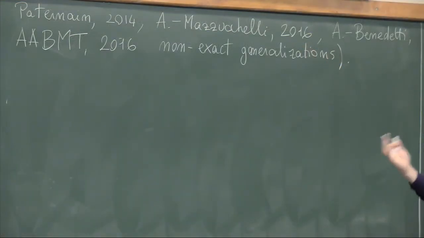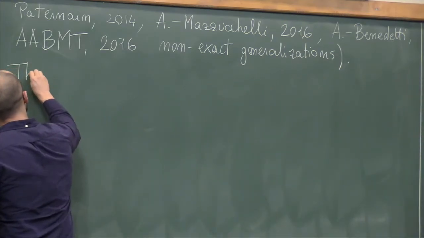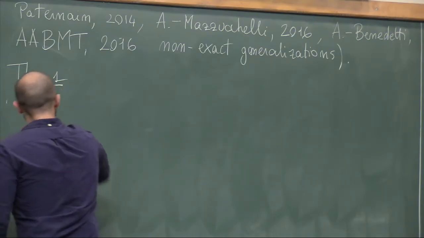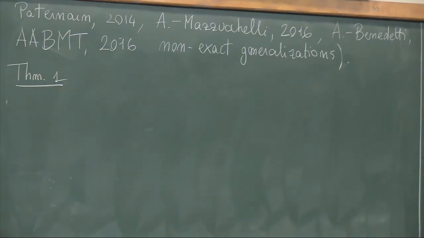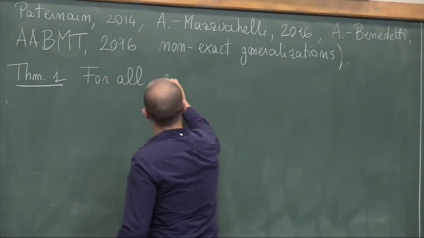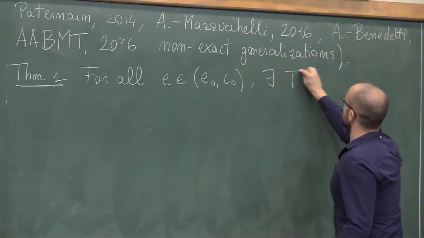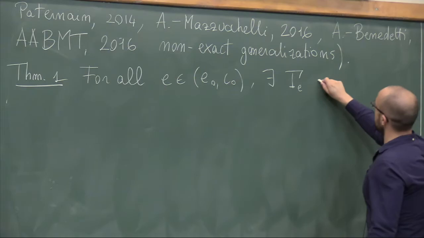Very good. So this is why local minimizers are important. Now the first result I want to talk to you about today is the following theorem. Let's call it theorem one. What does this theorem say? It's basically that for all energy E in the energy range E0, C0, there exists a minimal boundary. Let me call it gamma sub E, the E minimal boundary.